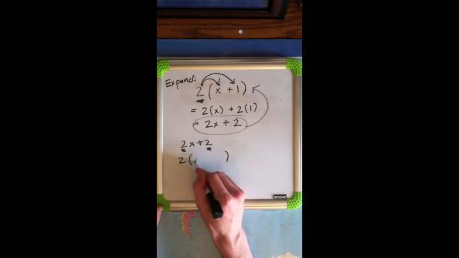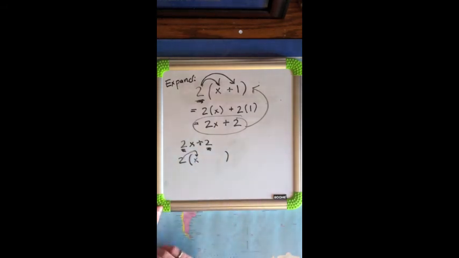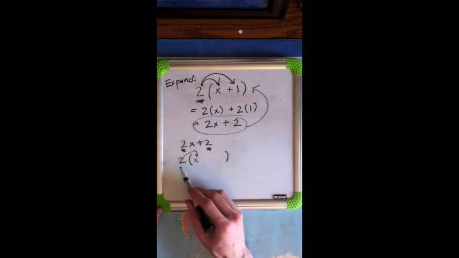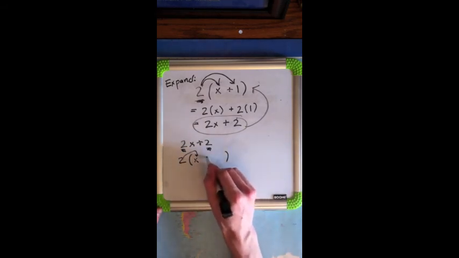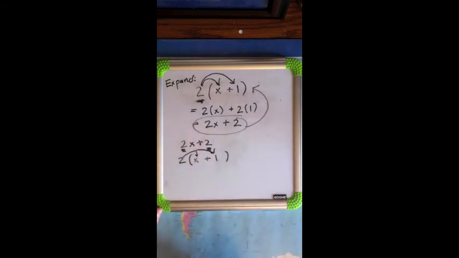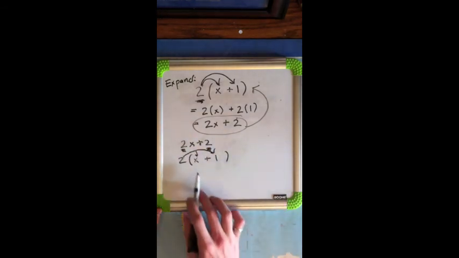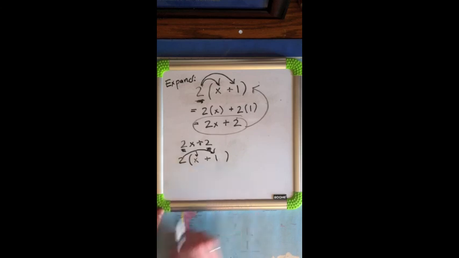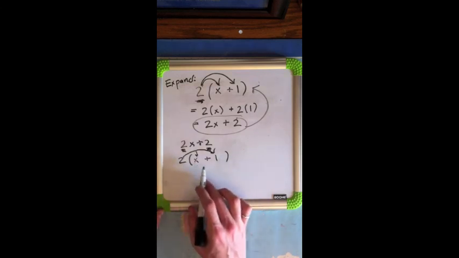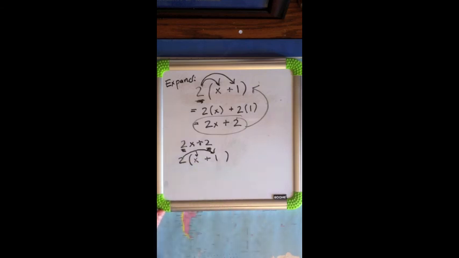Well, 2 times x is 2x. And then you can say, and what do I need to multiply 2 by to get 2? Well, 2 times positive 1 is 2. So as you go along, you fill in your brackets just like that, and you end up with 2 times x plus 1. And that is your factored form.